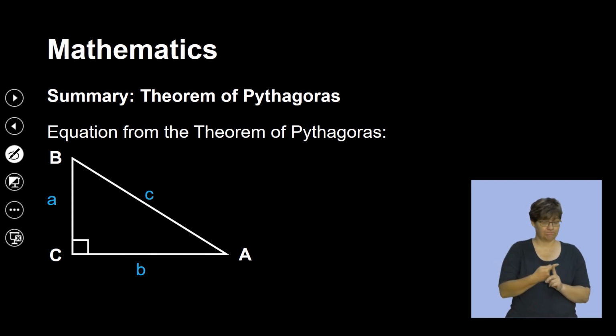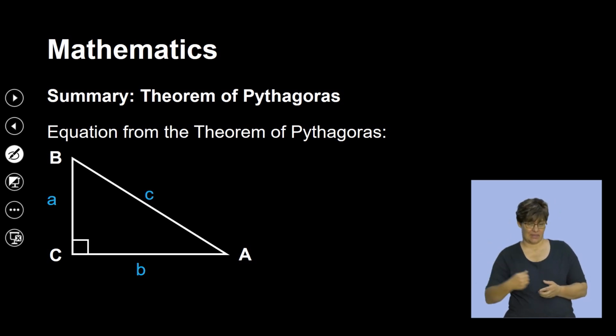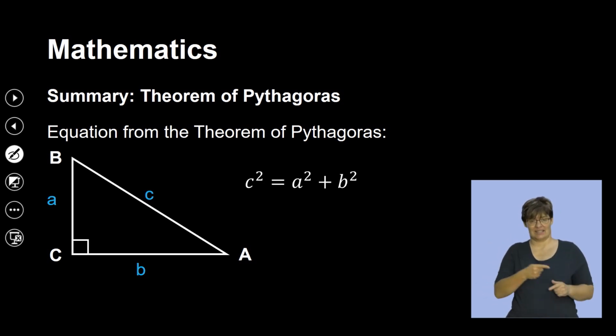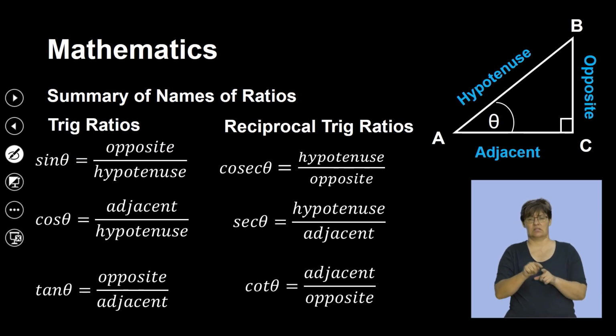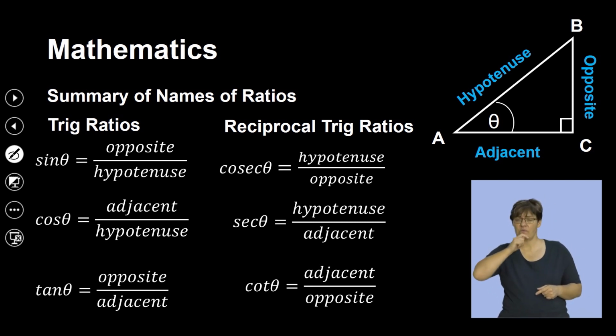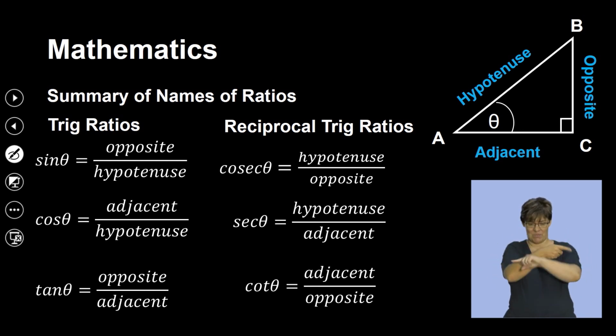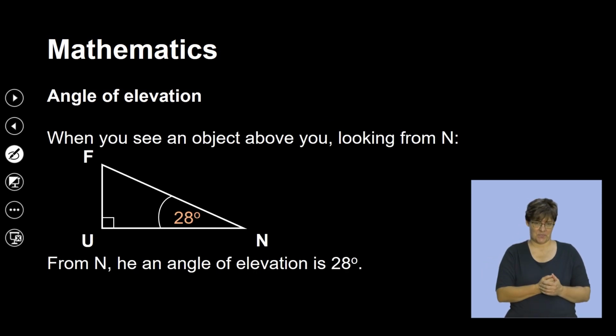Now, the summary of everything we've done so far is we looked at the equation from the theorem of Pythagoras. Remember that the longest side is what we normally start with, which is our hypotenuse, and if you try to solve for it, you find the square root of both sides. We also looked at our 6 ratios. The first 3 are the generic ones that we're going to carry on using throughout your mathematics career. But the reciprocals we are doing at this level are normally 1 over the ratio, and you will then find the values there.